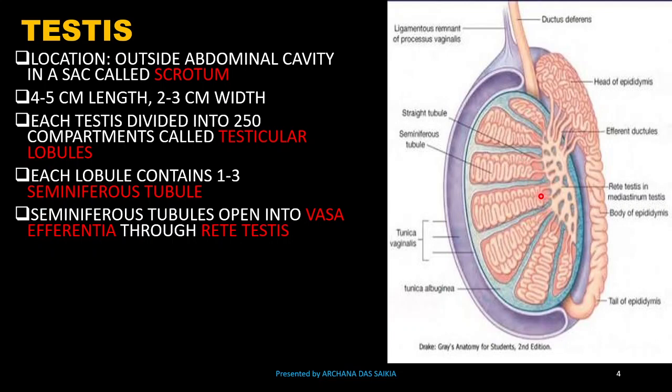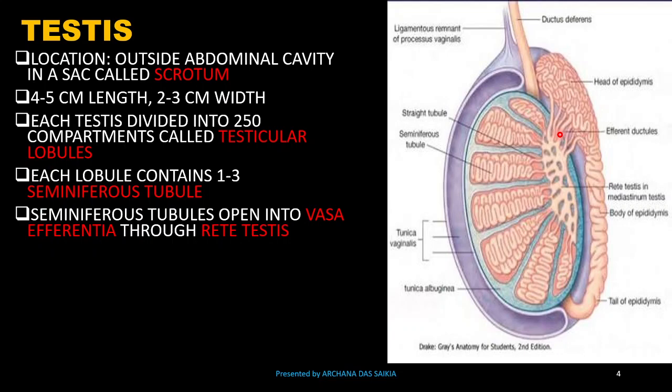Okay, they are opening into some structure. This structure is the rete testis, where all the seminiferous tubules join and get interconnected. The rete testis will further join, so the number of tubes will reduce now.